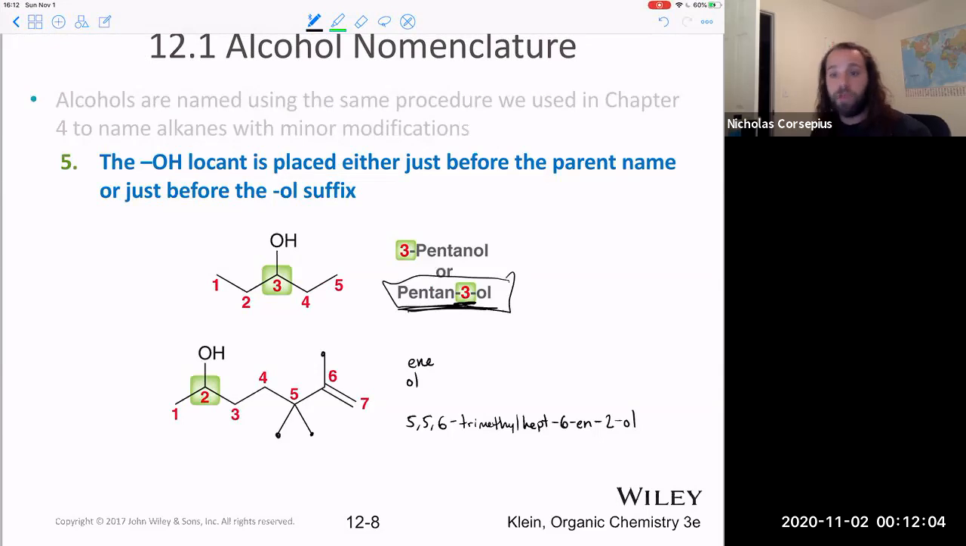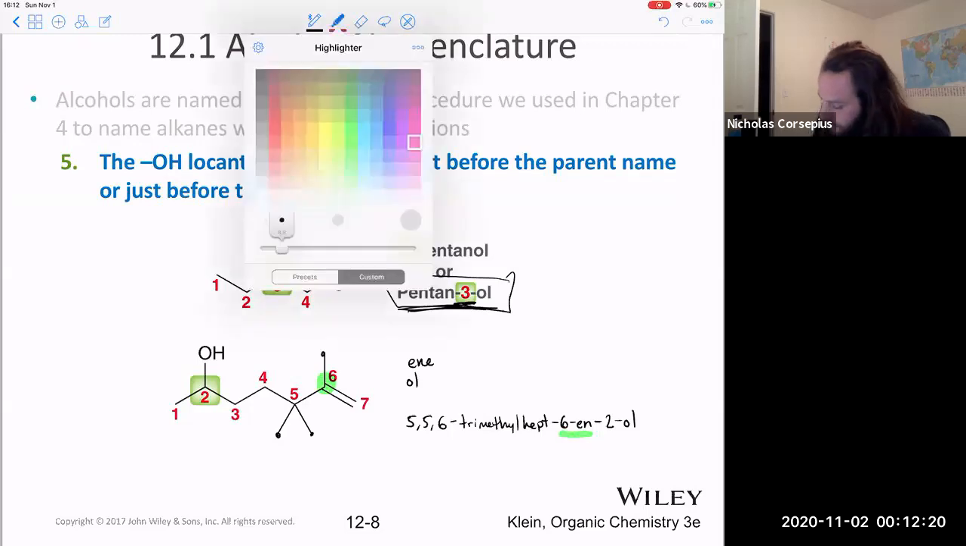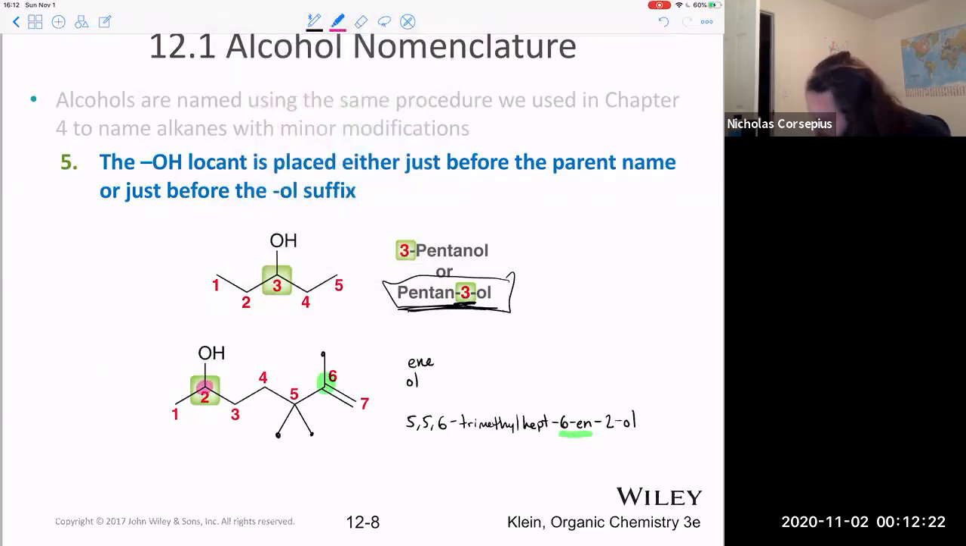All right, so again, as I said, it's sort of weird why we would ever want to put the number in the middle of the name like this, but it's in these exact same situations where you have two suffixes that you need to include. In this case, the -ene and the -ol. And so here we're indicating the position of the double bond at the 6th carbon, and we're indicating the position of the alcohol group at the 2nd carbon. All right, so that's when you absolutely have to include the number within the name as opposed to out front.